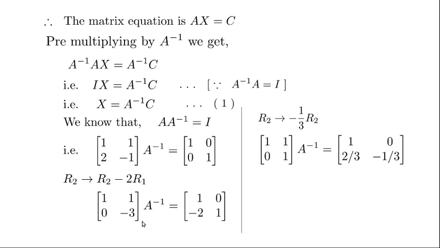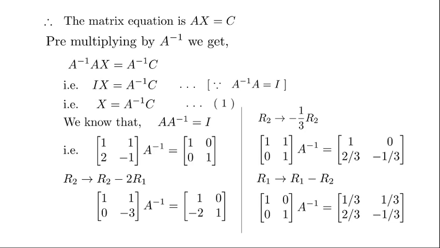That gives minus 3 as 1. That means the A22 element becomes 1. And in the right hand side it becomes minus 2 by 3 and minus 1 by 3. So now R1 changes to R1 minus R2. That gives the left hand side matrix as the identity matrix 1 0 0 1 into A inverse equal to 1 by 3, 1 by 3, 2 by 3, minus 1 by 3.